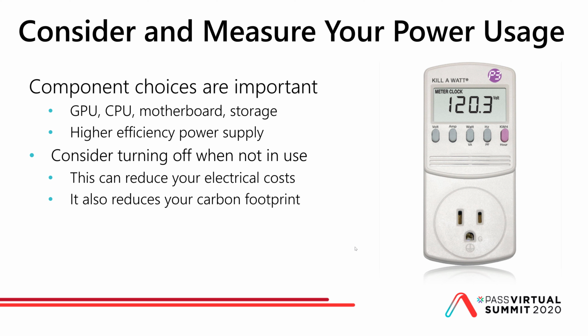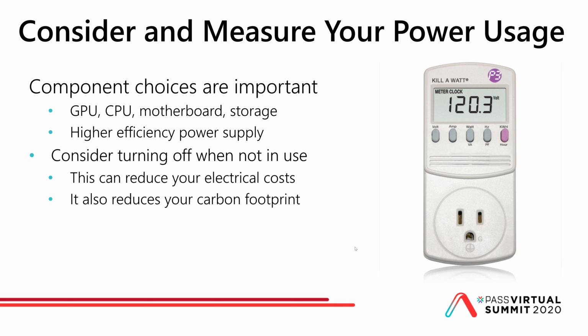One thing I think is really important is to consider and measure the power usage of the machines that you have already and any machine you're going to build, because the component choices you make are going to have a direct effect on your power usage. So what GPU you pick, what CPU you pick, the motherboard and the type of storage, all that's going to have an effect on your power usage. And you can also affect that by what kind of a power supply you actually buy. So an 80 plus bronze versus an 80 plus titanium, it's going to have an effect on how much power a system's going to use.